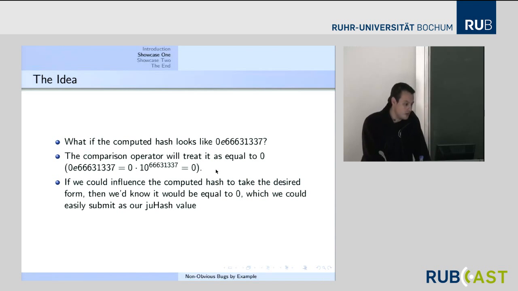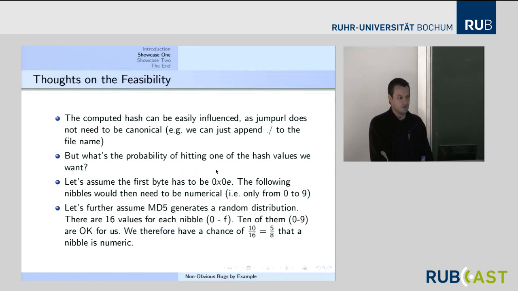So what we actually need to do is influence the computed hash to make it take the desired form. Because then it would be equal to 0, and we could just submit 0 as our submitted hash value, and it would let us in. The question is how to modify the computed hash value. Of course, we cannot arbitrarily set the value, because then we could just supply the value we just set, and that'd be too trivial. But we can still influence the computed hash.